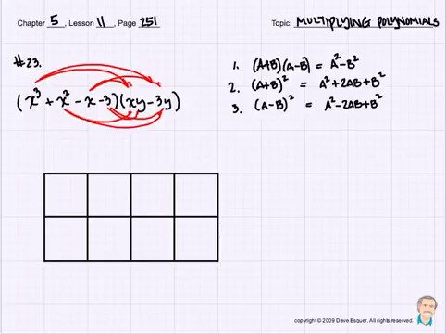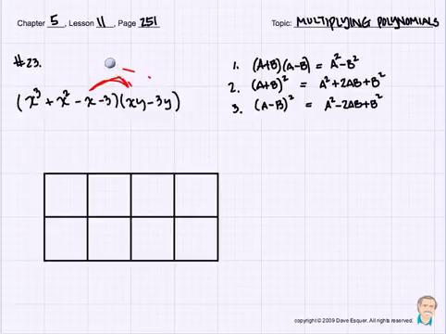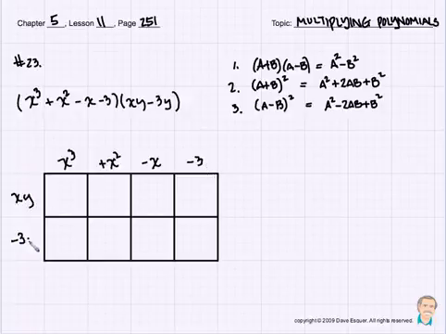Let me see if I can get rid of these lines because they are just confusing to me. So here we go. Let's give this a shot. So we're going to fill out this rectangle, x cubed plus x squared minus x minus 3. We're going to put an xy and a minus 3y. And all we're doing is we're going to find the area of this huge rectangle built up of 8 smaller rectangles. So let's begin. We're going to do xy times x cubed.